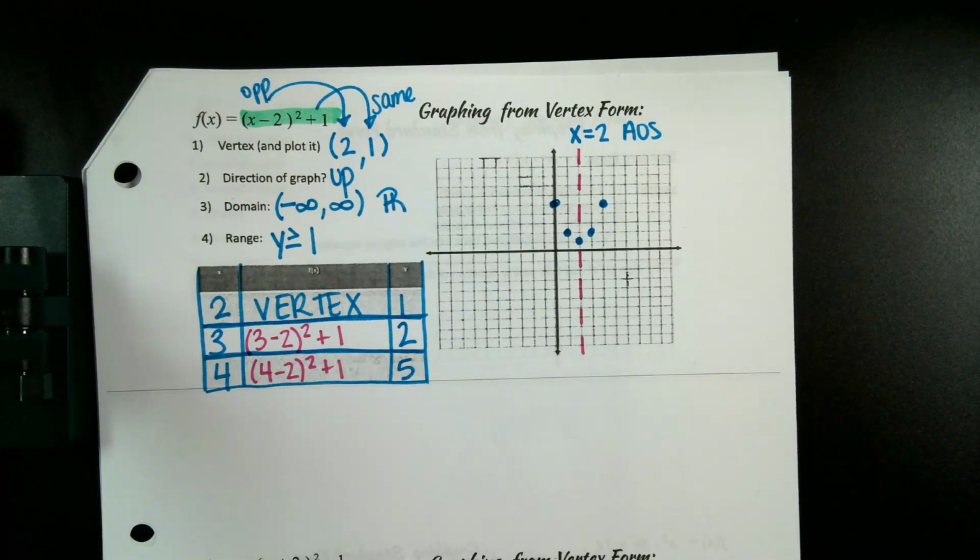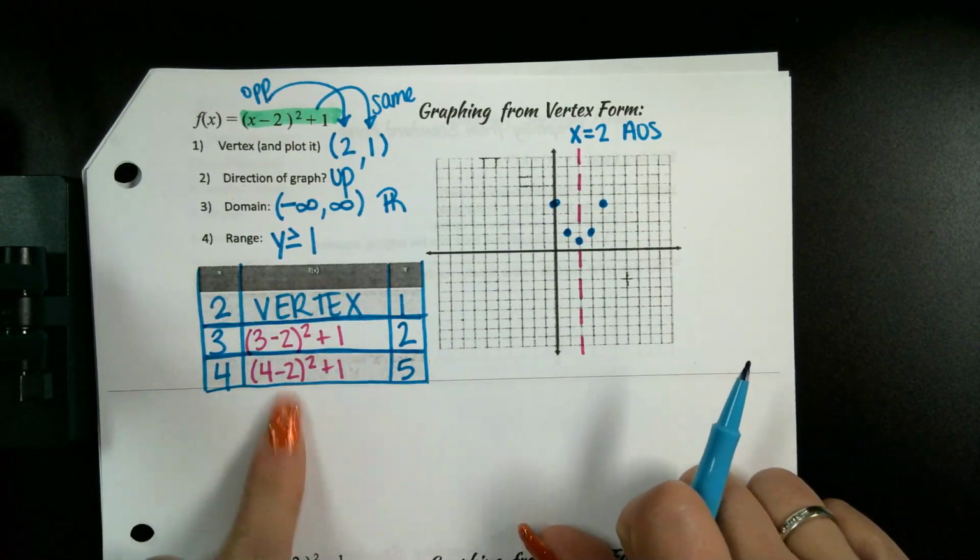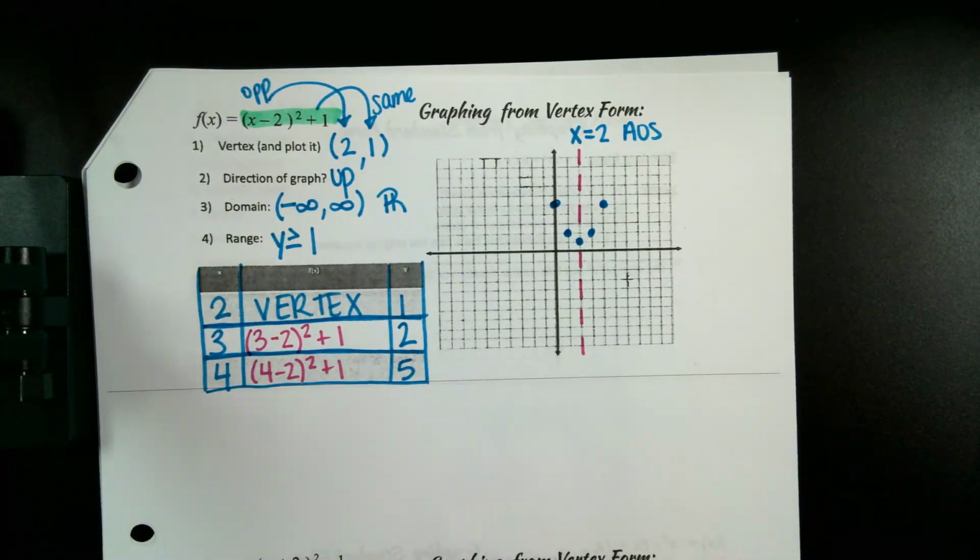See, we used to make our students do a table of 5 points. But why do 5 when you can just do 3 and then mirror 2 of them? Right?